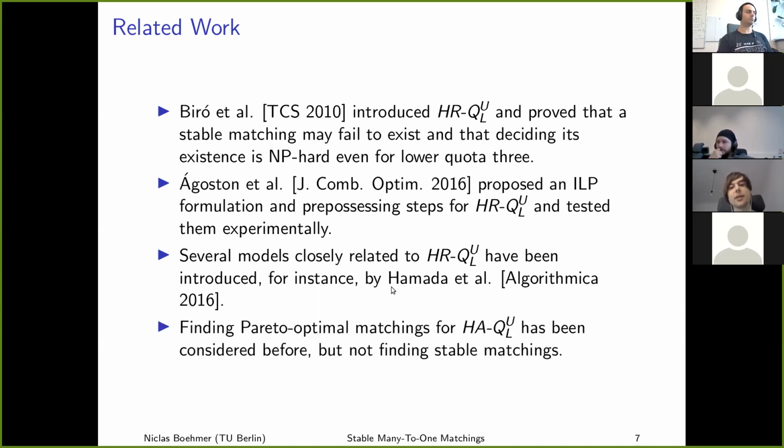And lastly, the house allocation problem with lower and upper quotas has been considered by some authors before. However, they only searched for Pareto-optimal matchings, which is the standard thing to do in the context of house allocation. For the hospital residence problem, we are usually interested in finding a stable matching, while for the house allocation problem, we are typically interested in finding a Pareto-optimal matching. However, the notions of stability and Pareto-optimality do not coincide anymore if we impose the lower quotas, which means it's still interesting to look at stable matchings here, and no one has done it before, so we are the first to do it.